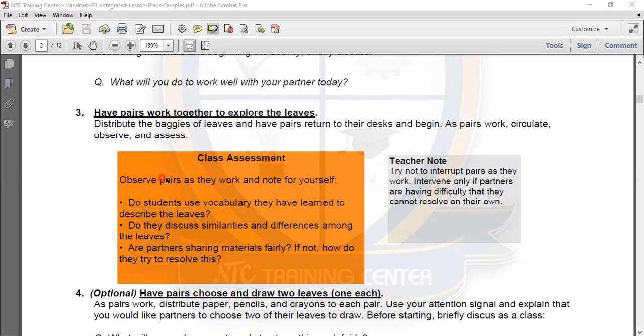Class assessments. Observe partners as they work and note for yourself: Do students use vocabulary they have learned to describe the leaves? Do they discuss similarities and differences among the leaves? Are partners sharing materials fairly? If not, how do they try to resolve this?